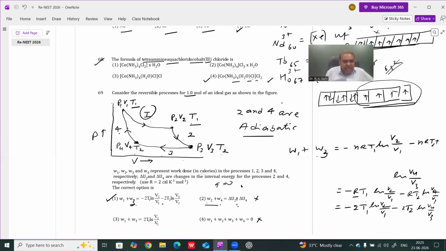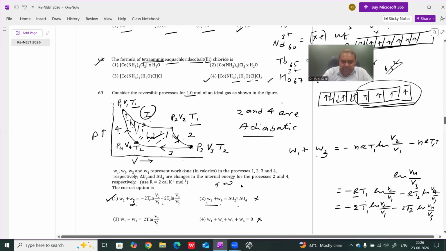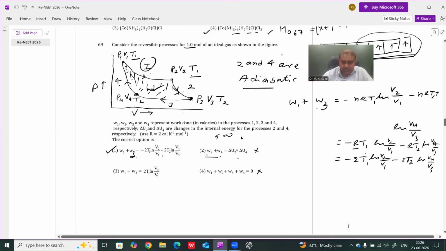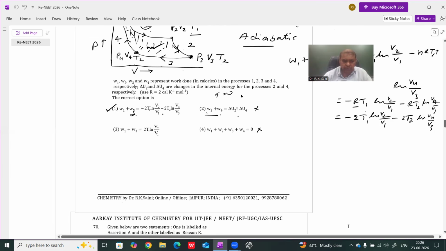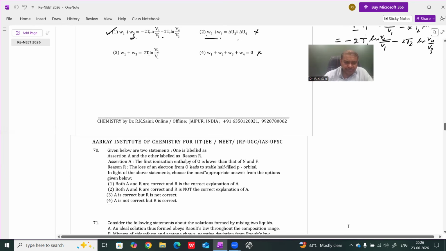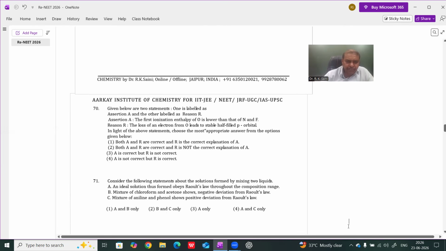It depends upon the cycle, and the net work of this process is the area under the given curve or graph. The net work is not 0. Question number 69 is done. Then we can check question number 70.